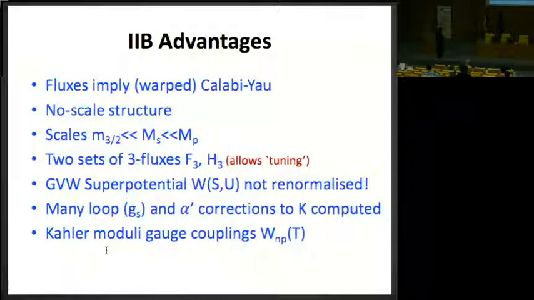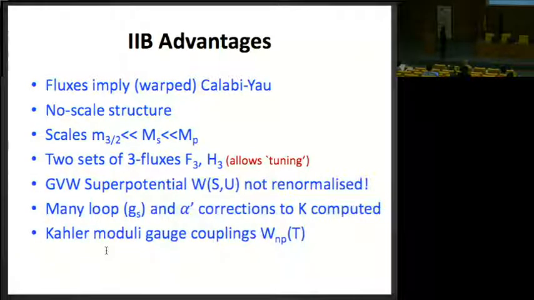The fluxes are... once you have fluxes, that's a complicated thing because it changes your whole manifold. It can be something that you don't know, and that happens to most of the other string theories. But in type IIB, it happens to be a Calabi-Yau, which is warped. So in that sense, you still have as much control as you have of the Calabi-Yau.